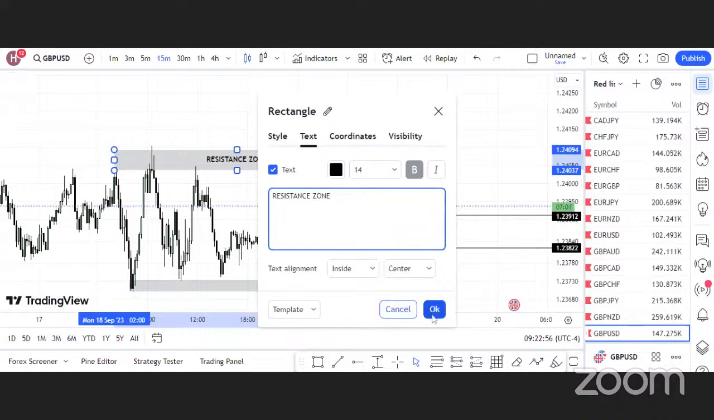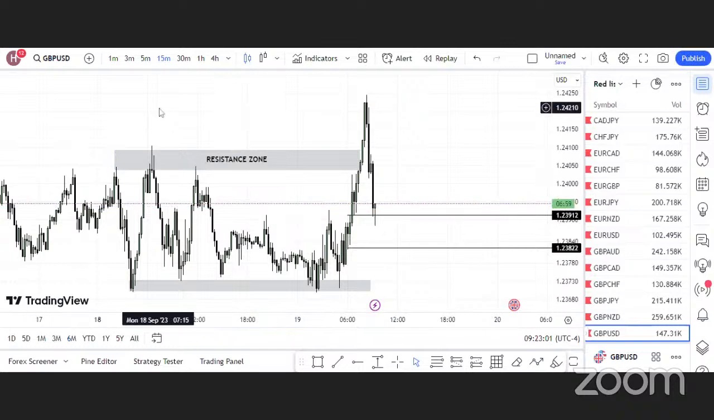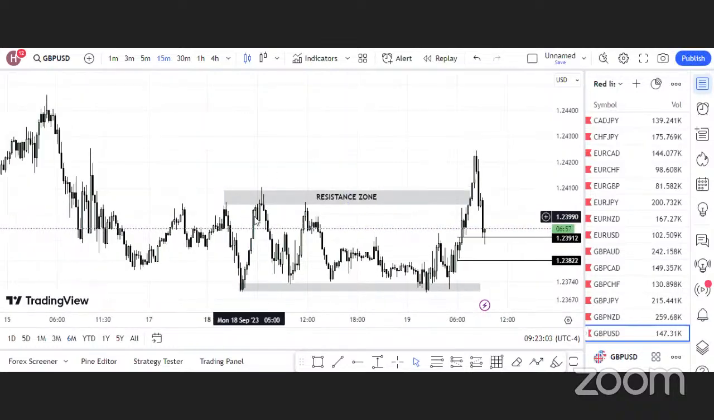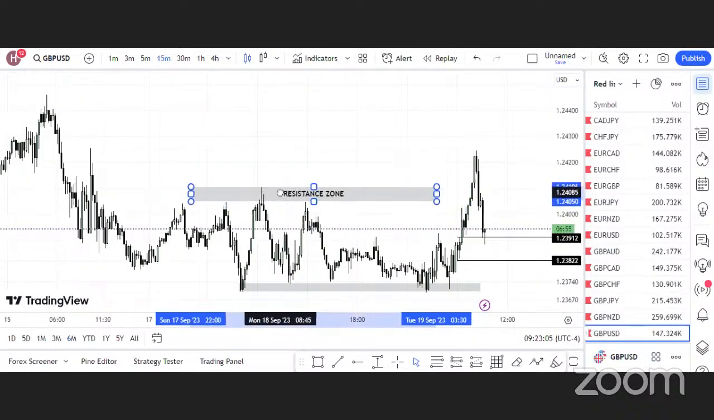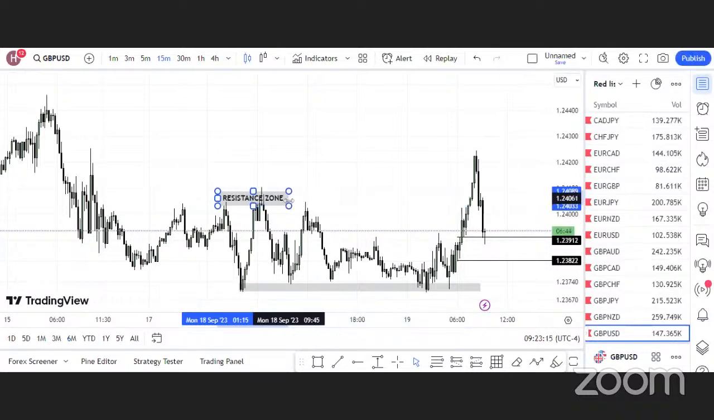Right. So this is a resistance zone. What I'm waiting for is I want this market. Let's assume that this is where I got the market from. This is where I made the market. All of these were not yet printed. This is where I made the market. This wasn't printed yet.